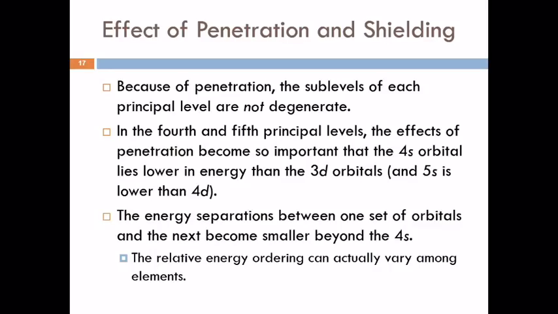So we see that the sublevels of each principal energy level are not degenerate. In the fourth and the fifth levels, this becomes so important that the 4s orbital is actually lower in energy than the 3d orbitals. And so that's where the best explanation is some weird Groupon deal, right? You've got this weird set of things that if you do this, then it's cheaper.